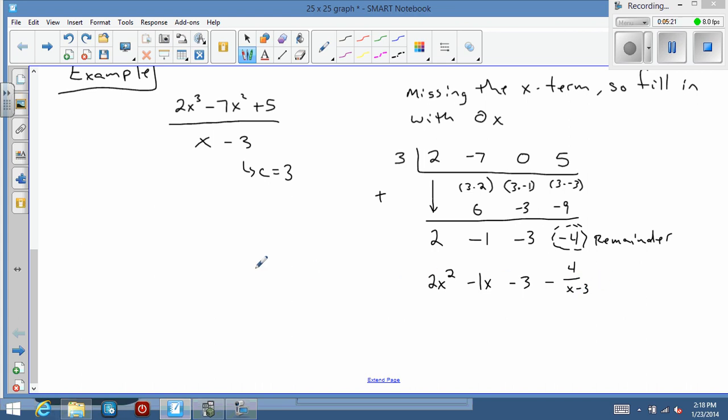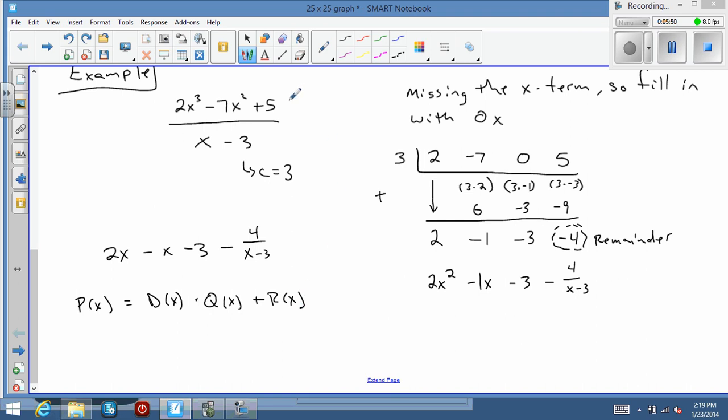And that is our answer when we divide. So we can write it as 2x squared minus x minus 3 minus 4 over x minus 3. If we have to write it into the division algorithm, we would write p of x is equal to d of x times q of x plus the r of x.